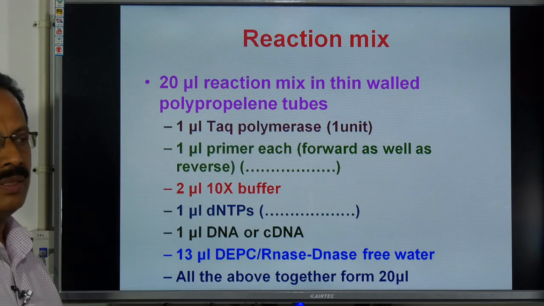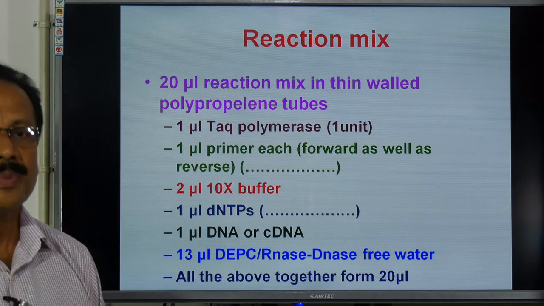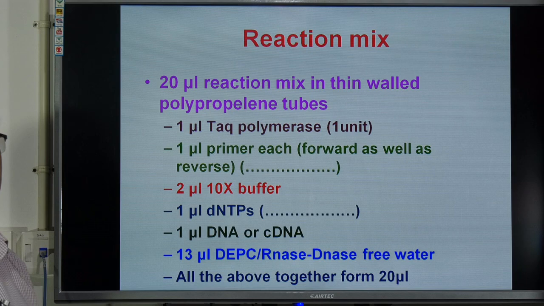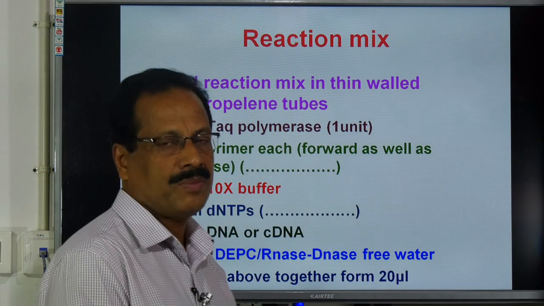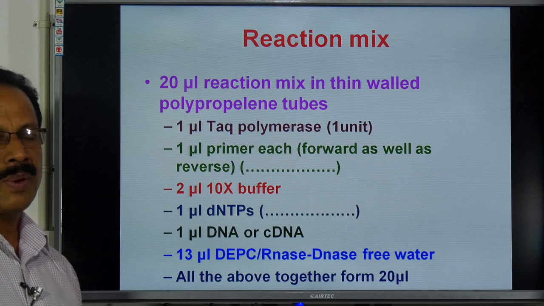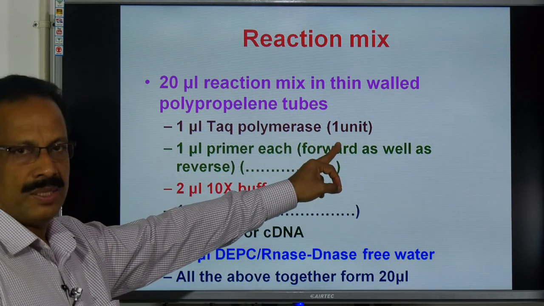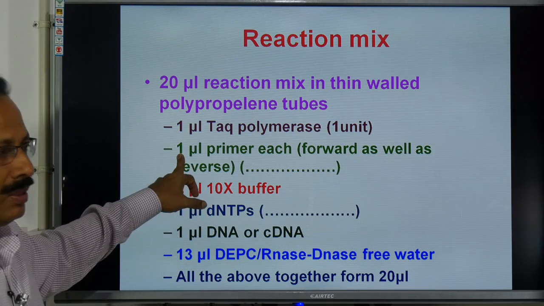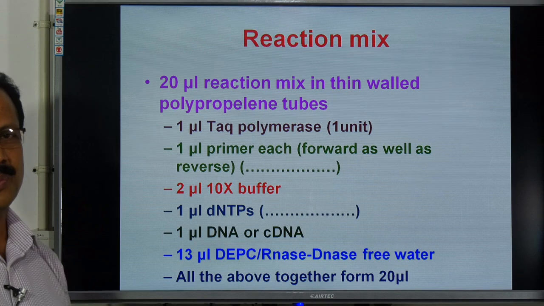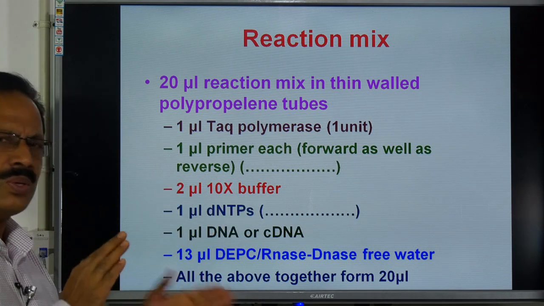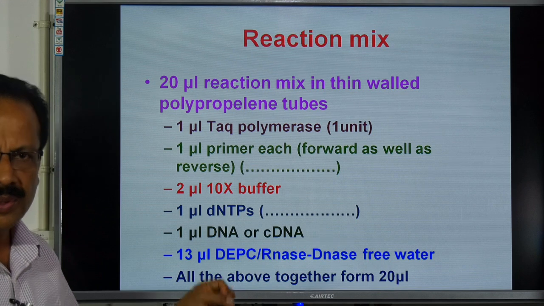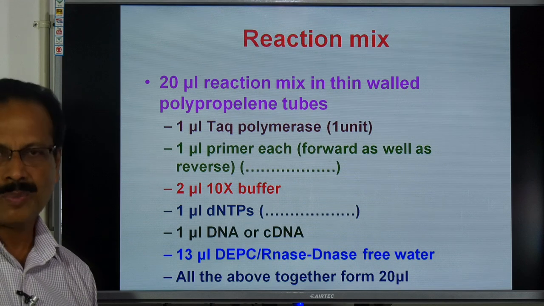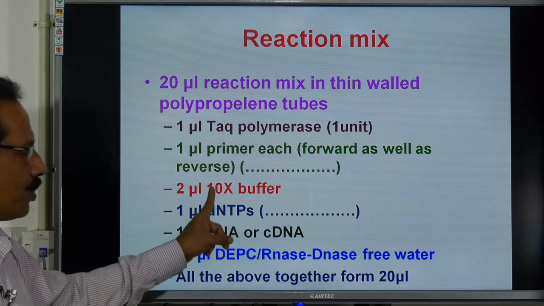If you are using a 20 microliter reaction mixture, it contains 1 microliter of Taq polymerase, and this also varies depending upon the supplier. The essential thing is you need to provide 1 unit of the enzyme. Sometimes it may be in 2 microliters, sometimes half a microliter. Depending upon the supplied product, you use 1 unit of the enzyme. Then 1 microliter of primer, 10 picomoles of primer. That also you vary depending upon your requirement and your primer. Then 2 microliters of 10x buffer. So this buffer is 10 times concentrated.